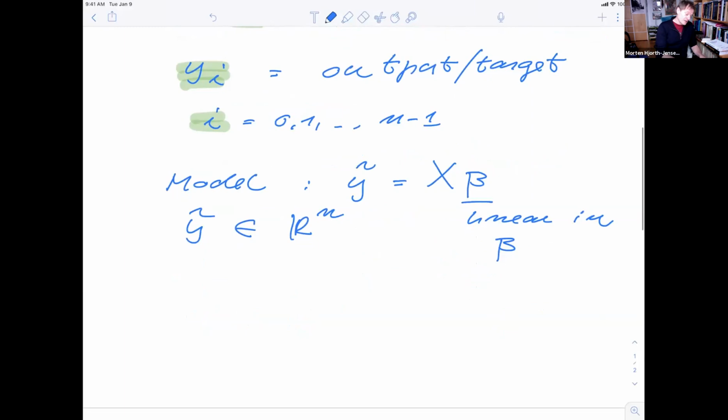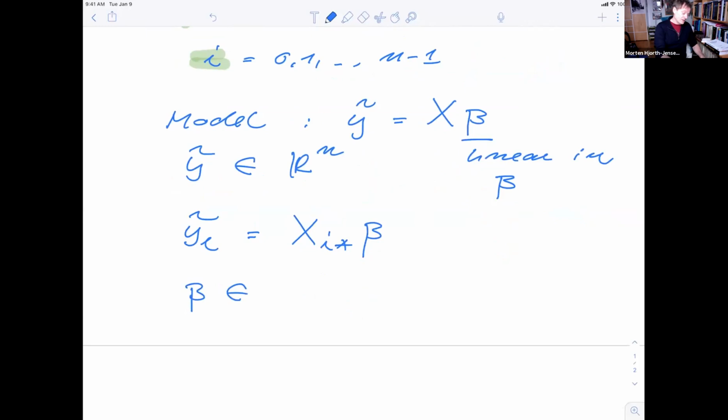This means also that when I now look at this y of i tilde, that is going to be given by this matrix multiplied with the parameters beta. And I'm going to explain to you now what this notation actually means. So I'm going to use this kind of strange notation where I put an asterisk here. So that means that in this matrix, each row is now my given data element i, and that multiplies with the columns of the vector beta. So this beta is now a vector of dimensionality p, the number of features which I have.